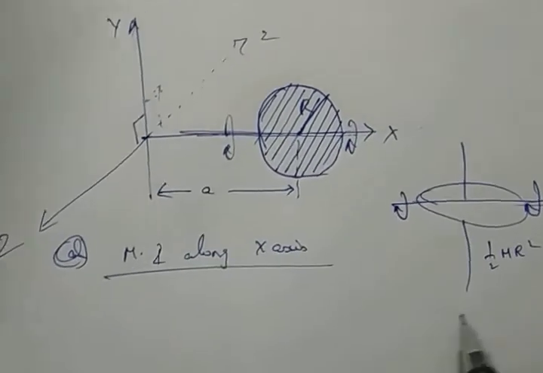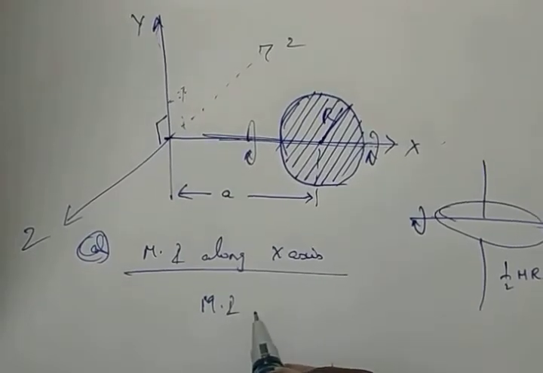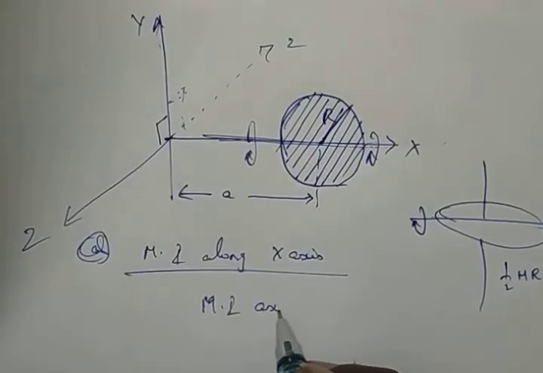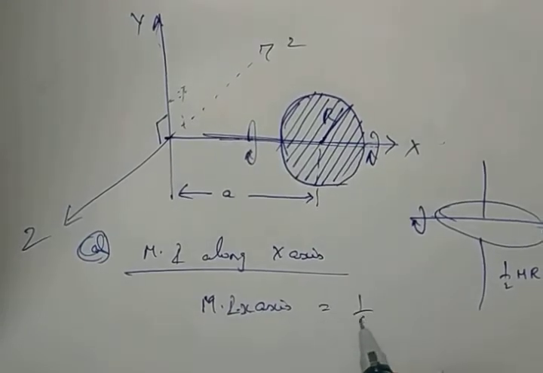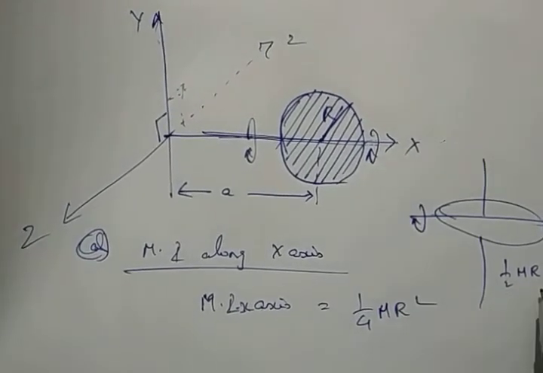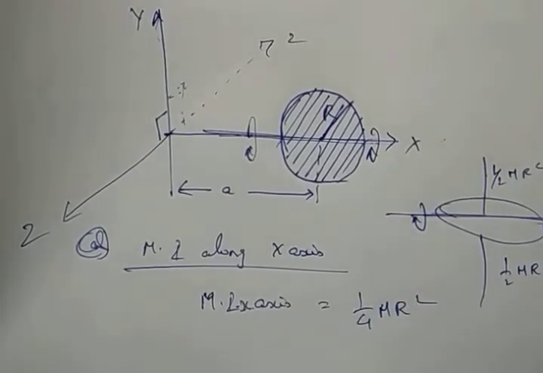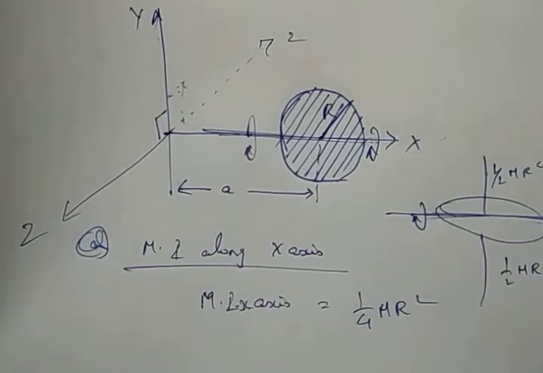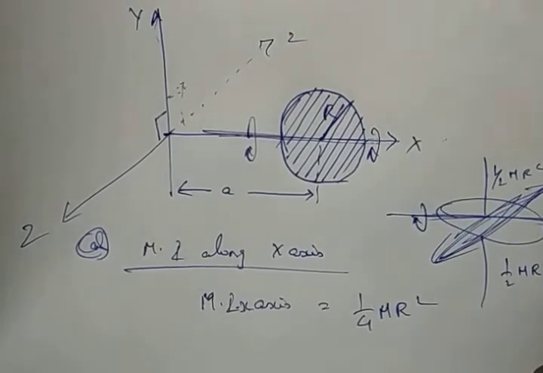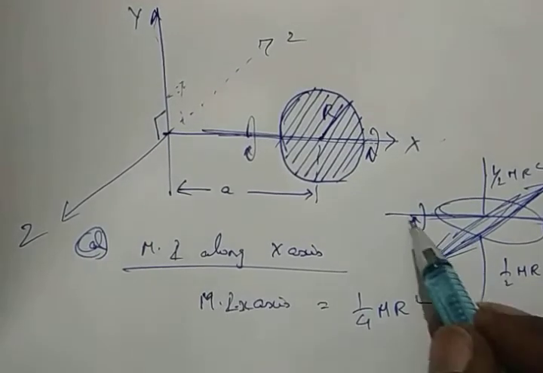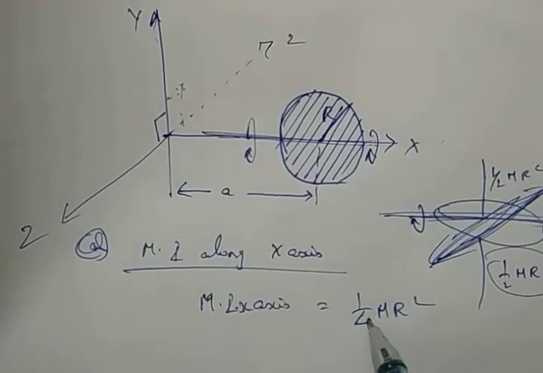It's going to be equal to the moment of inertia along the x-axis, which is going to be equal to 1 by 4 mr square, because we know this is half mr square, and this will be reduced to half again, because we need to do two things: the perpendicular axis theorem along the z-axis and along the y-axis, and then you put this value, so it will become 1 by 4 mr square.